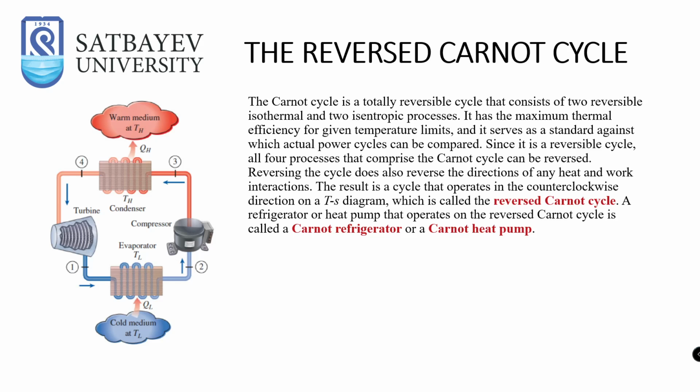The Carnot cycle is a totally reversible cycle that consists of two reversible isothermal and two isentropic processes. It has the maximum thermal efficiency for given temperature limits, and it serves as a standard against which actual power cycles can be compared. Since it is a reversible cycle, all four processes that comprise the Carnot cycle can be reversed. Reversing the cycle also reverses the direction of any heat and work interactions. The result is a cycle that operates in a counterclockwise direction on a T-S diagram, which is called the reversed Carnot cycle. A refrigerator or heat pump that operates on the reversed Carnot cycle is called a Carnot refrigerator or Carnot heat pump. As you can see here, this is the reversed Carnot cycle.